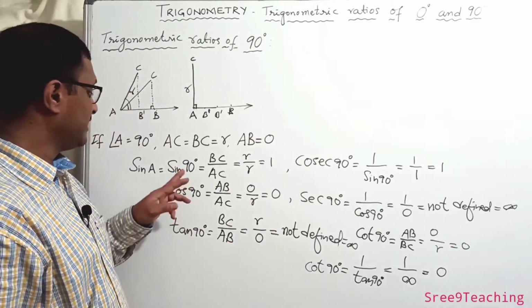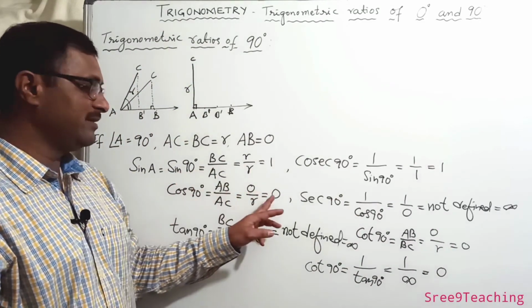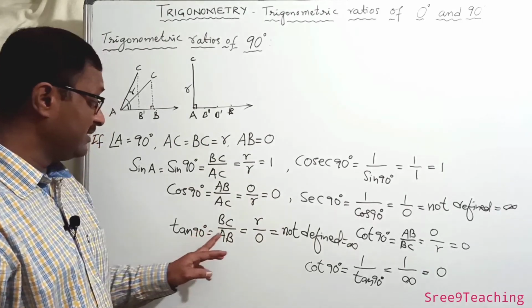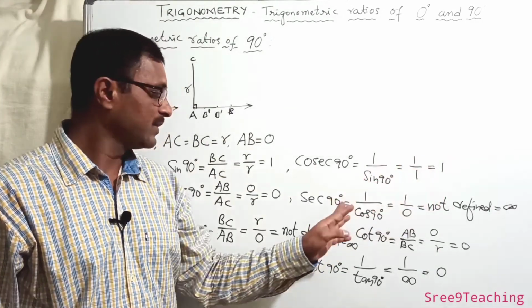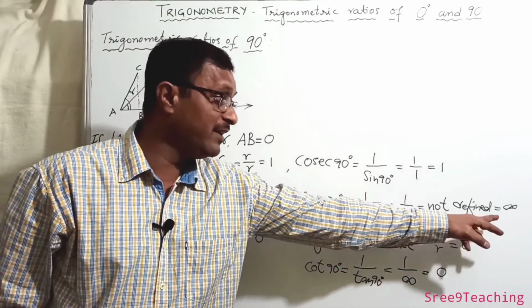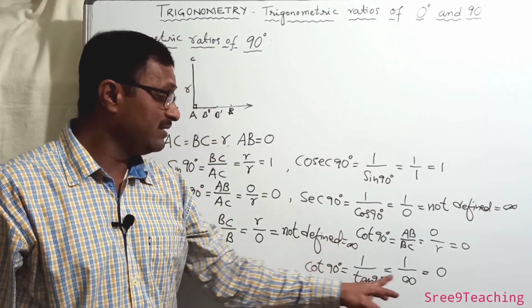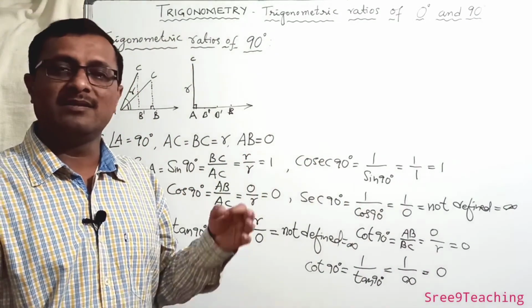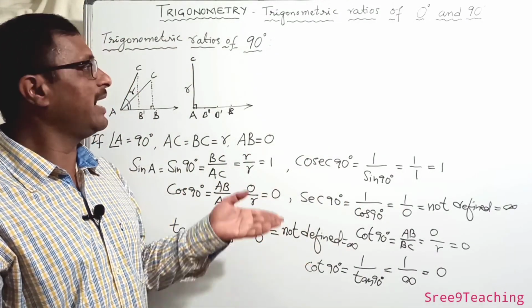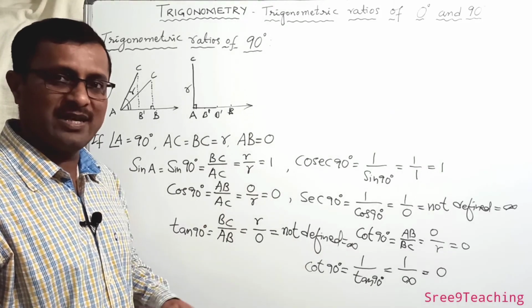Got it? Hence sin 90 is 1, cos 90 degrees is 0, and tan 90 degrees is not defined, that is infinity. Cosec 90 degrees is 1, sec 90 degrees is not defined, infinity. Cot 90 degrees is 0. In this way we can easily find the trigonometric ratios of 0 degrees and 90 degrees. Do you understand? Right.